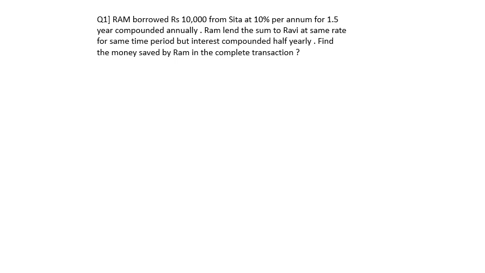So question number one. Ram borrowed 10,000 rupees from Siddharth, 10% per annum for 1.5 years compounded annually. Ram lends the sum to Ravi at same rate for same time period, but interest compounded half yearly. Find the money saved by Ram in the complete transaction.